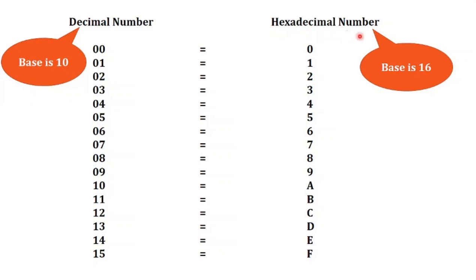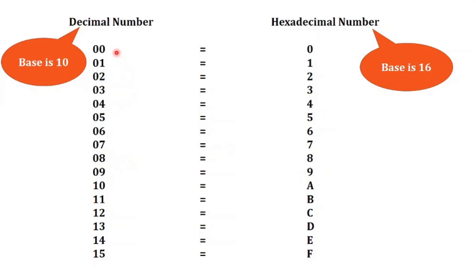While in a hexadecimal number system, there are 16 fundamental units. There are a total of 16 fundamental units. Hence, the base of the hexadecimal number system is 16. Now, you can notice that the numbers ranging from 0 to 9 are represented the same in both number systems.